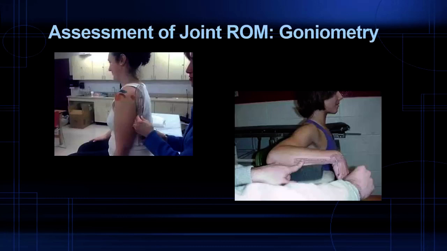So here's what this looks like. This gal is measuring shoulder, looks like she's going to measure shoulder abduction. This is measuring wrist flexion. You see she's using a larger goniometer here for a larger joint and a smaller goni for the smaller joint.